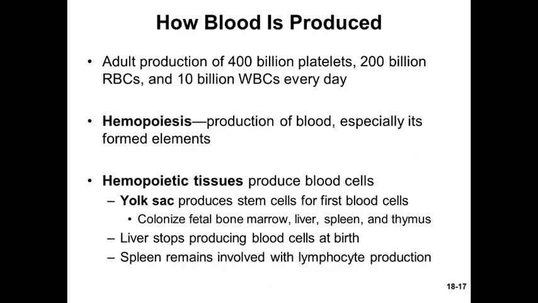So you know that blood is constantly being produced, and that all of your blood cells, red, white, and platelets, are made within the bone marrow. Every day you're making somewhere around 400 billion platelets, 200 billion red blood cells, and 10 billion white blood cells. So the numbers are truly astronomical. The making of blood would be hematopoiesis. You'll also see hemopoiesis, as I have written here. So hematopoiesis is the same thing.